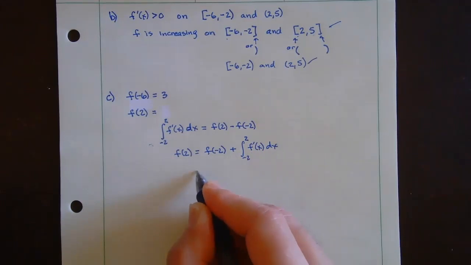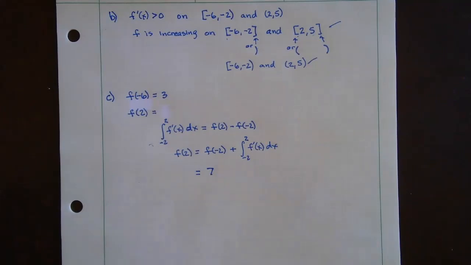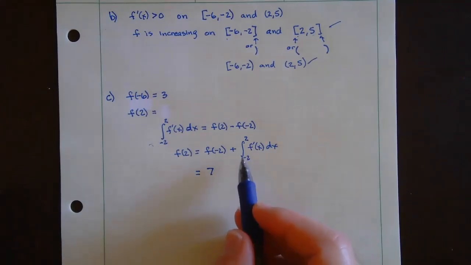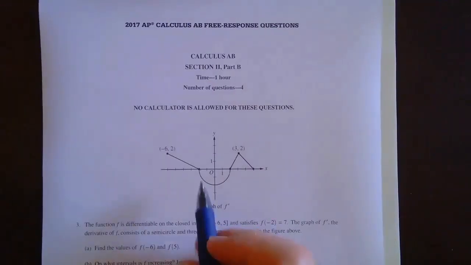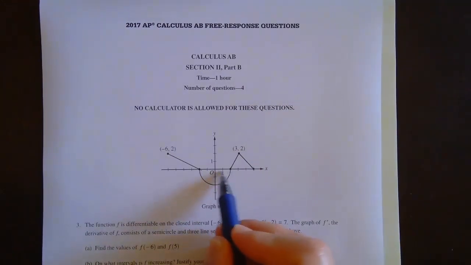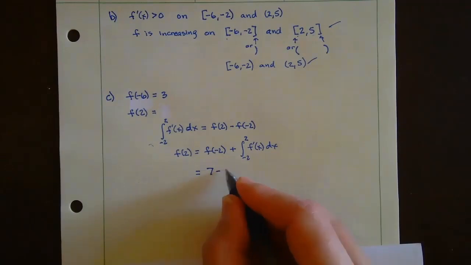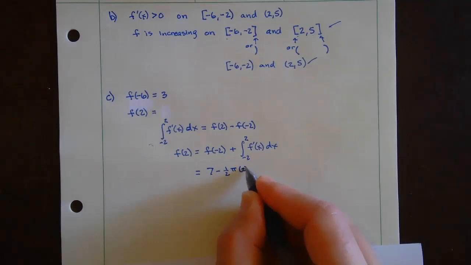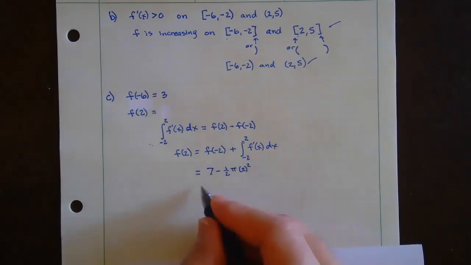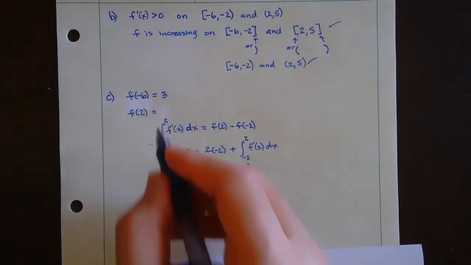So now what do I know? f of -2 is 7, because that was told to us. And then we know that this is a semicircle. I'm grabbing my graph. From -2 to 2, it's a semicircle with a radius of 2. So that's going to be minus 1/2 pi times my radius of 2 squared. So that would be 7 minus 2 pi. So 7 minus 2 pi.